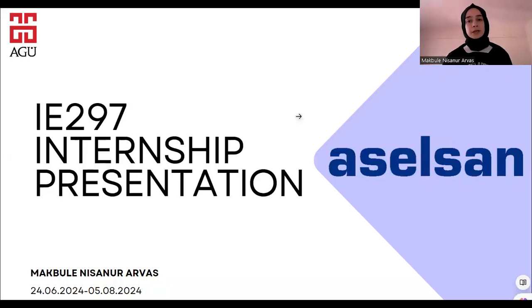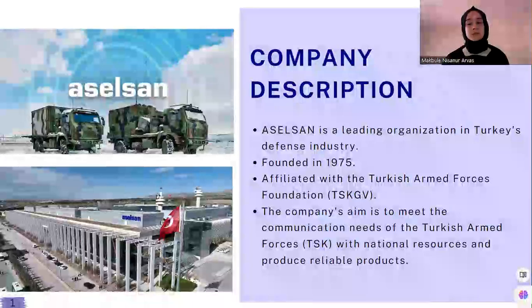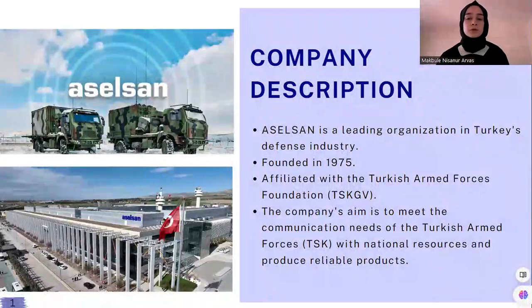I will start with the company description. Aselsan is a leading organization in Turkey's defense industry. It was founded in 1975. The company's aim is to meet the communication needs of the Turkish armed forces with national resources and produce reliable products. So the company's customer is always military.